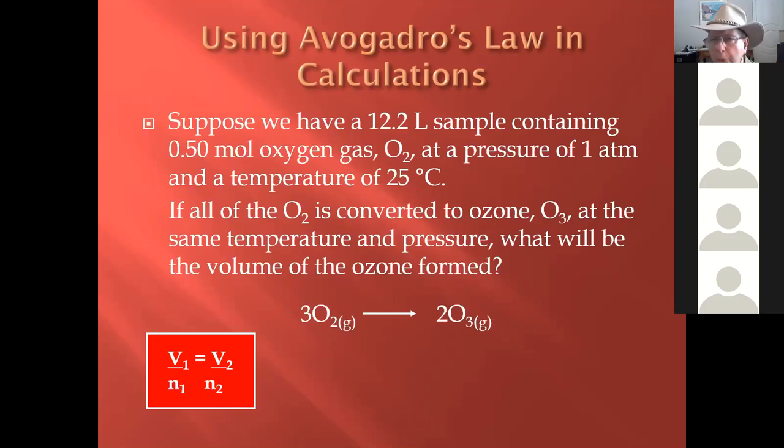All right, we have a 12.2 liter sample containing half a mole of oxygen gas at a pressure of one atmosphere and temperature. If all the O2 is converted to ozone at the same temperature and pressure, what will be the volume of the ozone formed? Okay, I have one set of parameters, right? I have the liters and volume of the O2, do I not, ladies and gentlemen?